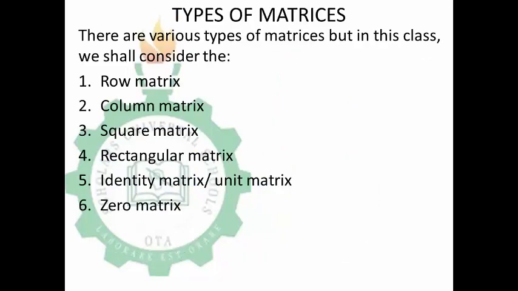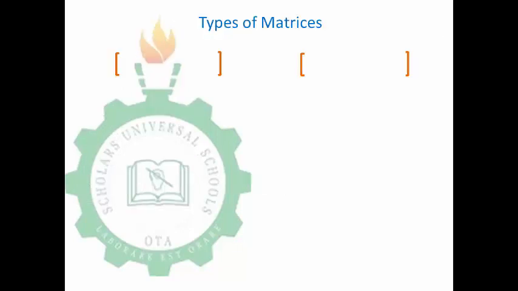Then you have what you call a rectangular matrix, and you have what you call an identity or unit matrix. You also have what you call a zero matrix. So let's proceed and look at these types of matrices. We have a row matrix here.